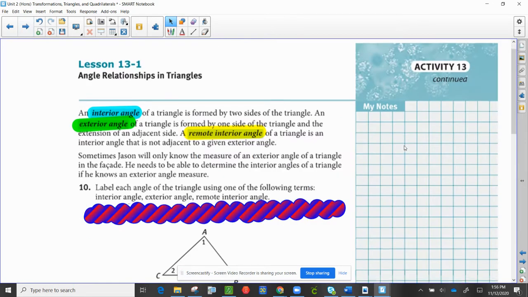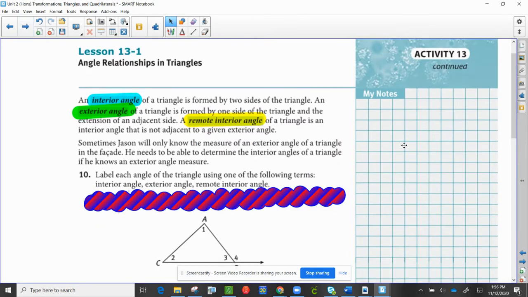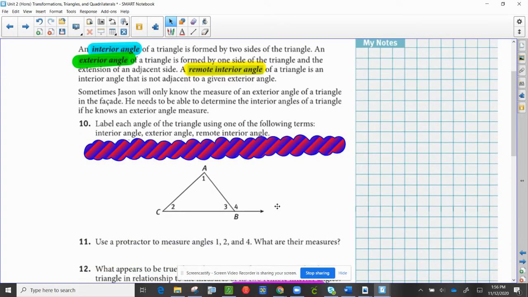So let's go through some more vocab here. This is the main focus of today's lesson, these types of angles. We have an interior angle of a triangle, which is an angle formed by 2 sides of a triangle. Interior means inside. An exterior angle of a triangle is formed when one side of the triangle and an extension of the adjacent side. If you see in this little picture down here, we have our triangle.